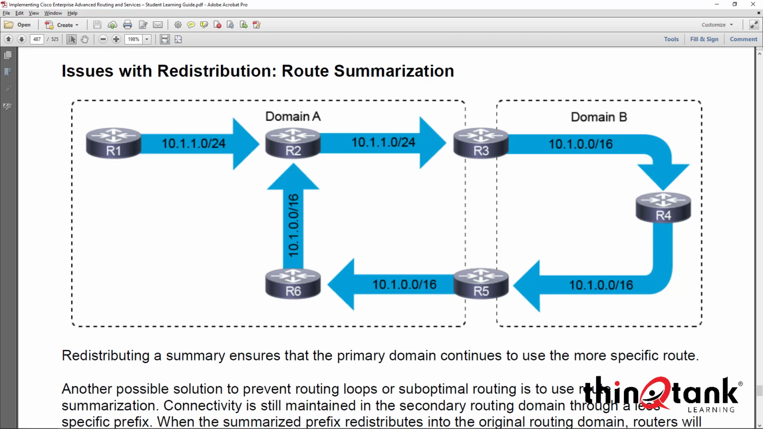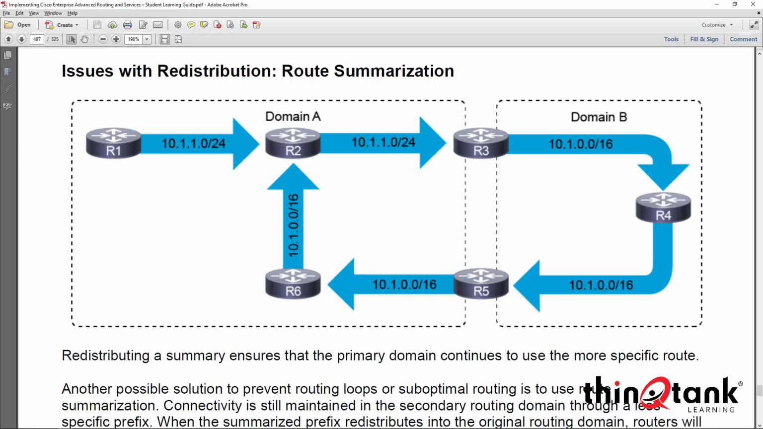All right, the last one we'll talk about here is route summarization. Another possible problem that you could have is redistributing a summary would make sure that the primary domain continues to use a more specific route, right? What do they mean by that? They mean longest match routing is always preferred. Summary routes tend to have a shorter prefix than the individual routes that are included in the summary. So again, to prevent routing loops or suboptimal routing in this particular case, we could use route summarization.